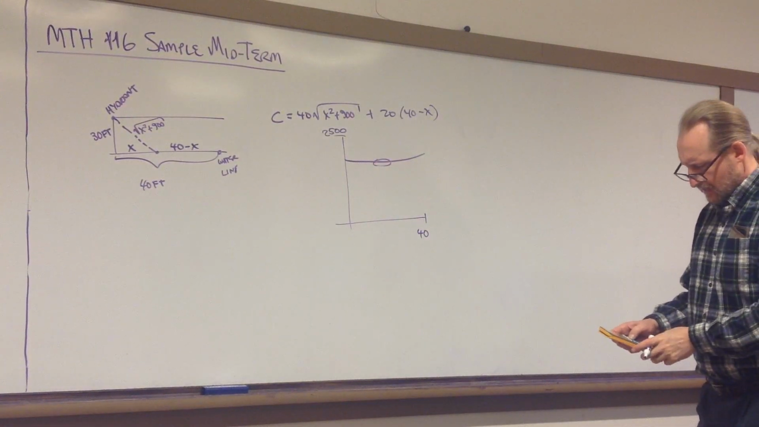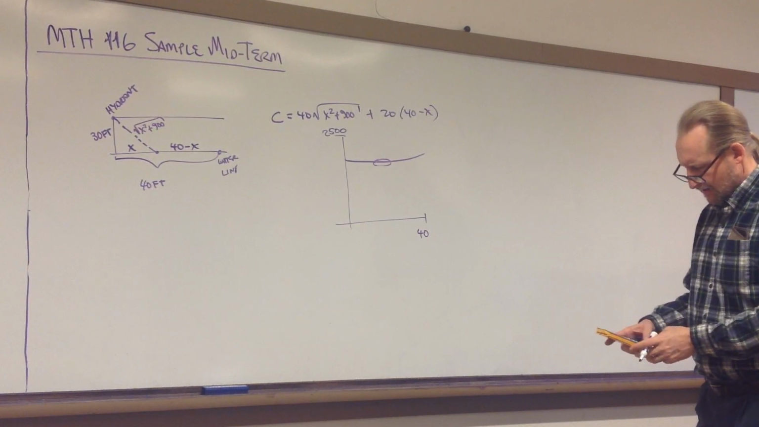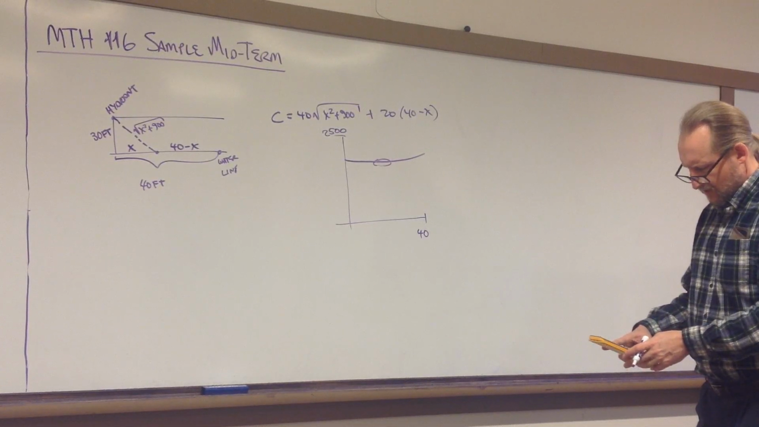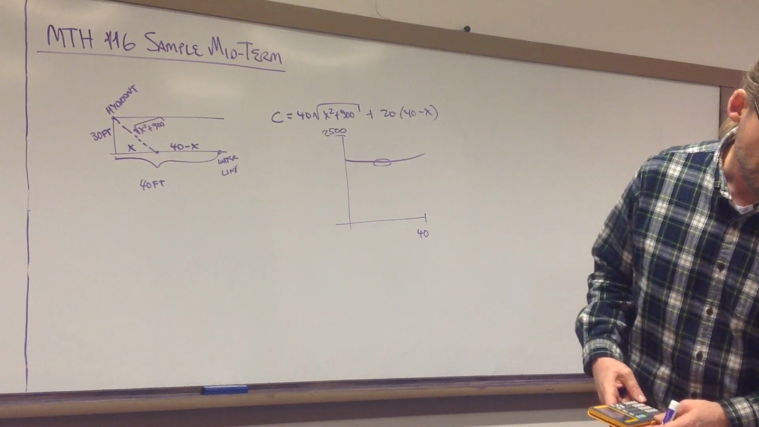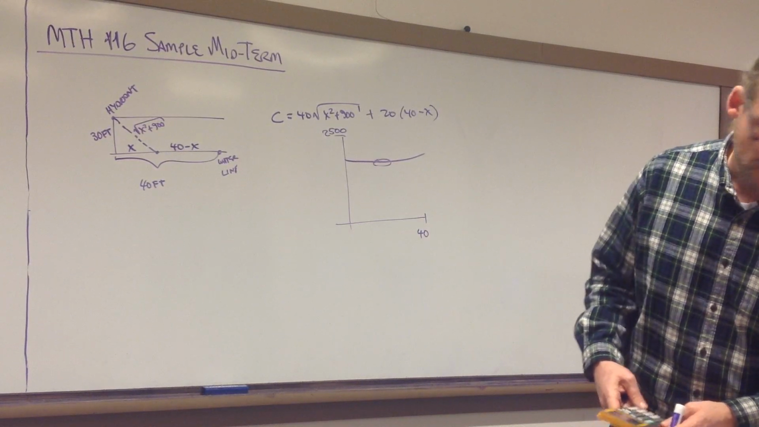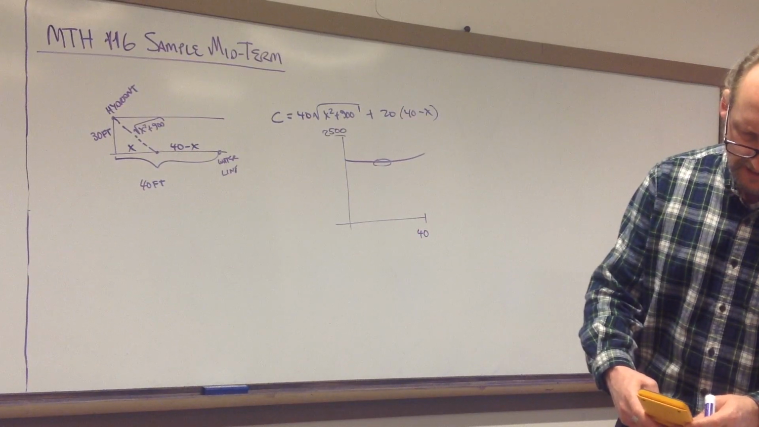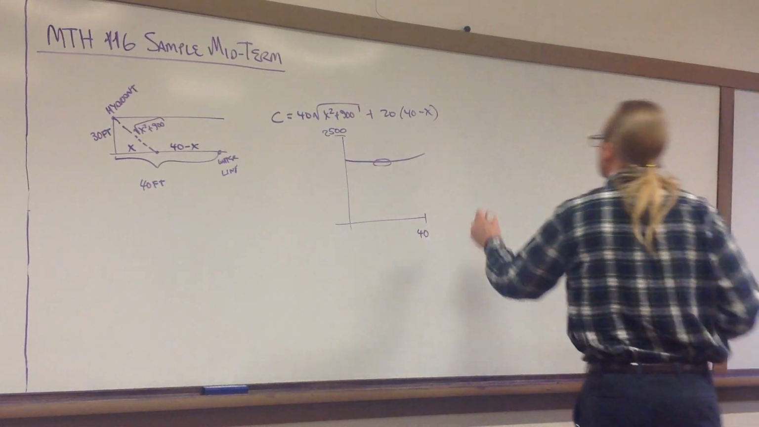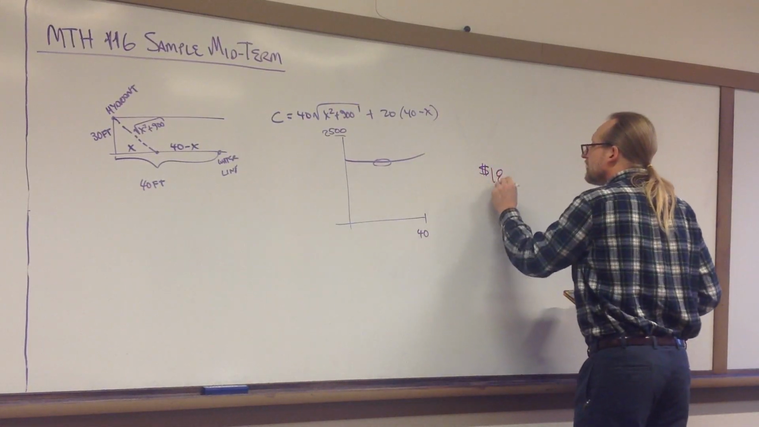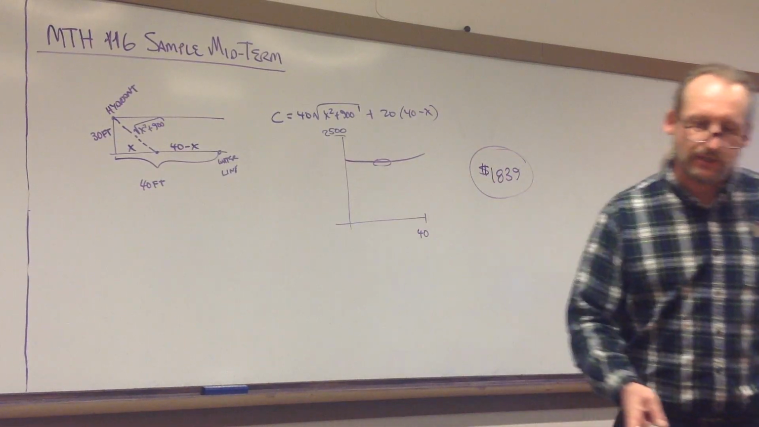So let's go ahead and find that minimum value. X is 17.32. Let's see here. Find the minimum cost. That's all I'm asking, minimum cost. $1,839.23. So $1,839. And that's all the question asks for.